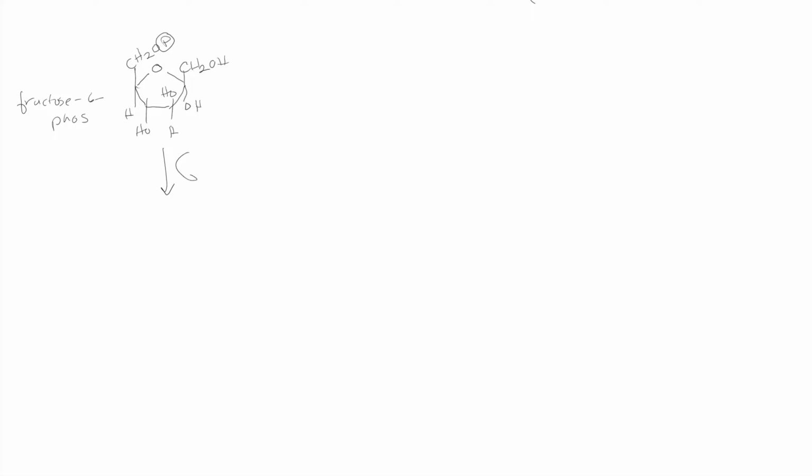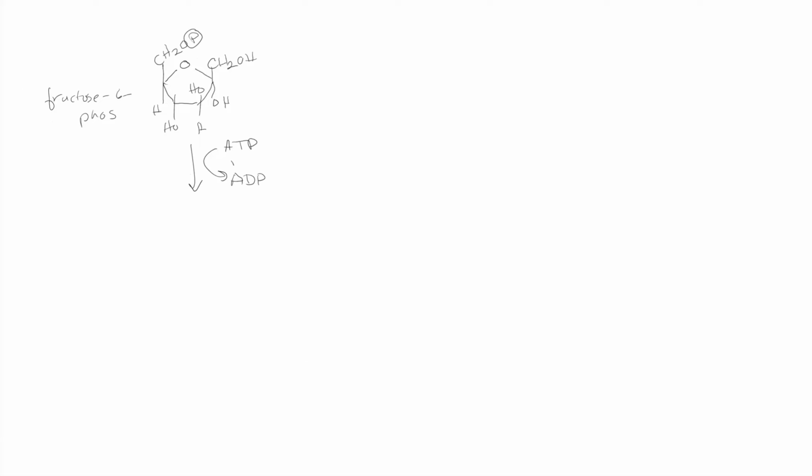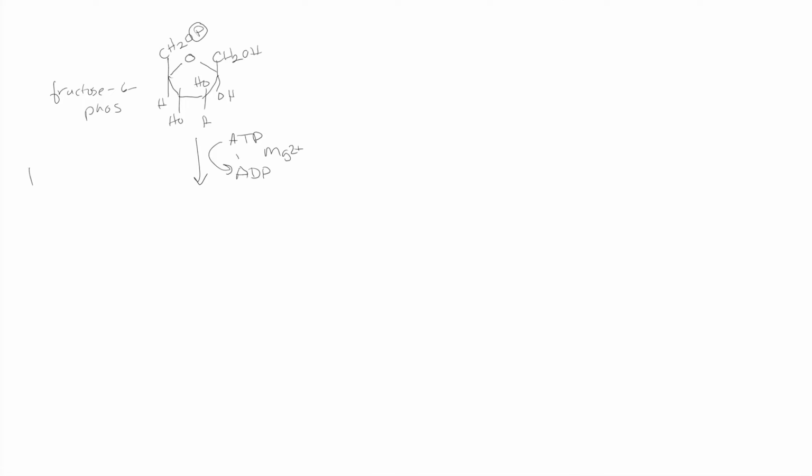And we're going to have another priming step, which involves the investment of ATP, donating a phosphate, forming ADP, and this is also going to require the presence of magnesium. And the enzyme is going to be phosphofructokinase. And we've already talked about the rationale for this, so let's just put that phosphate on there and make our fructose 1,6-bisphosphate.